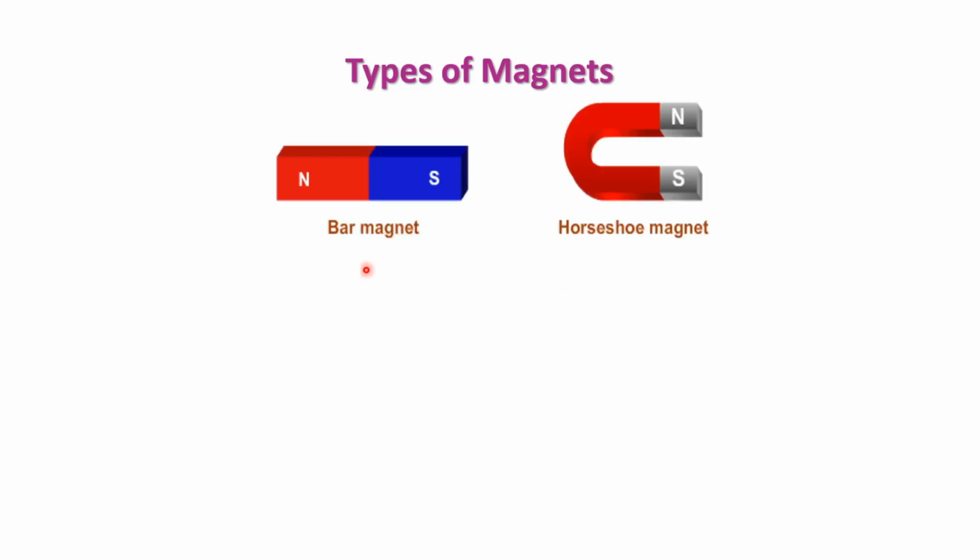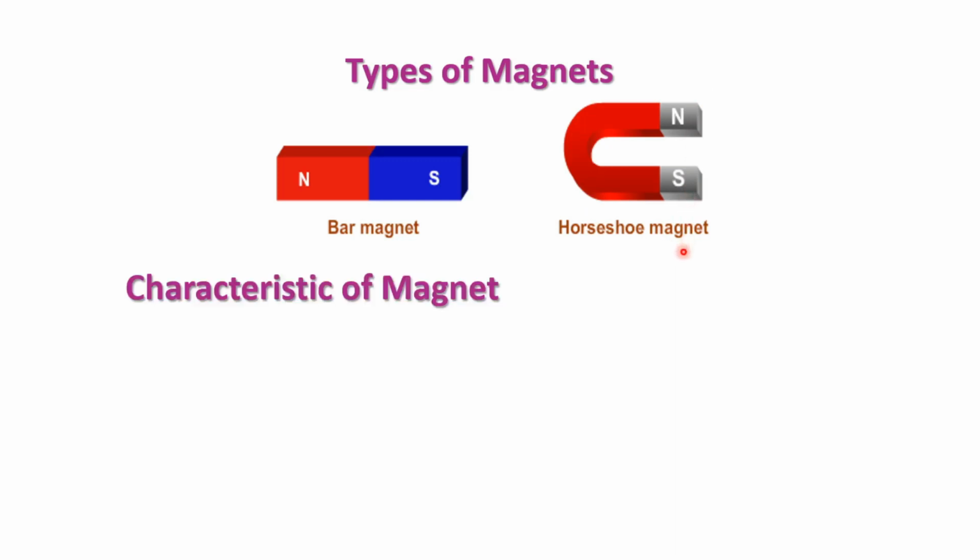What are the types of magnet? See, there are many types of magnet, but we are going to consider only these two in this syllabus: bar magnet and horseshoe magnet. In bar magnet, we are having one north pole and a south pole. Horseshoe magnet is also having one end as a north pole and the other end as a south pole.